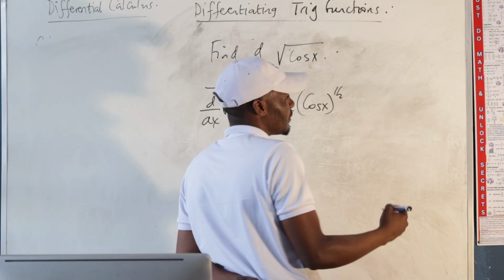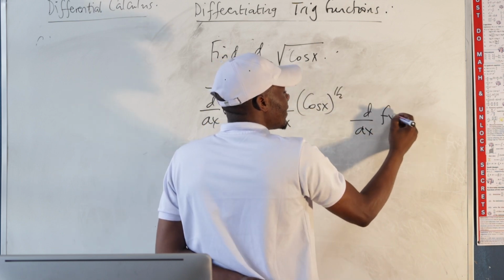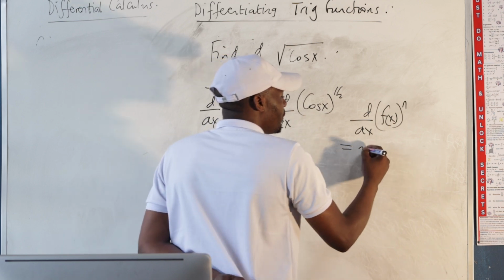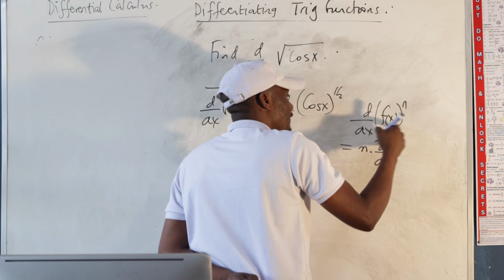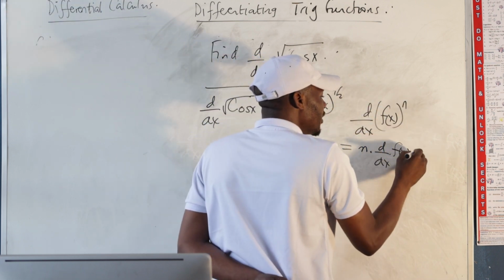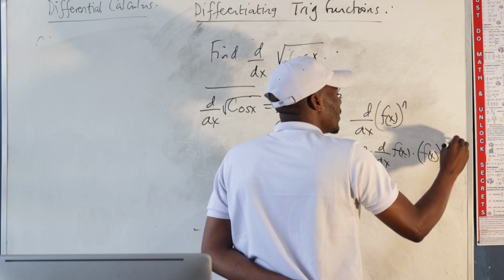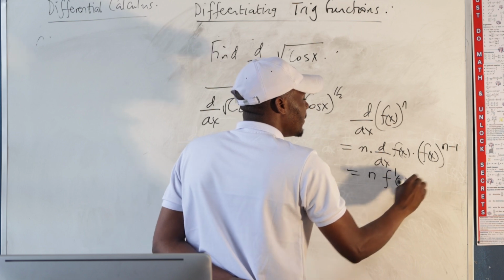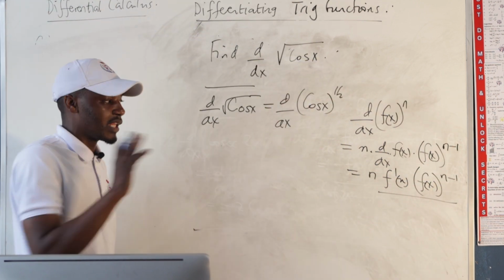Remember from the chain rule that if I'm trying to find the derivative of a certain function raised to a certain power, what we have to do is bring down the power, multiply by the derivative of the function that is there, the derivative of f of x, and multiply again by that function f of x, but this time subtract 1 from the power. So by the end of the day, we get n times f prime of x times f of x to the power of n minus 1. So that will be the solution.